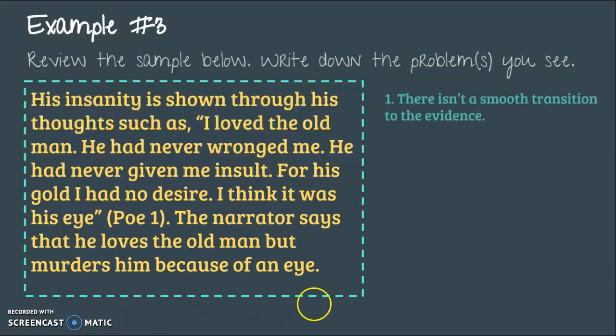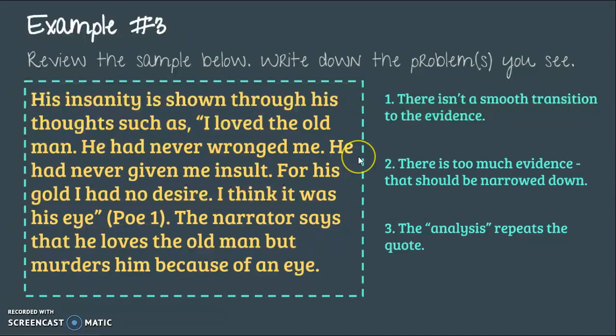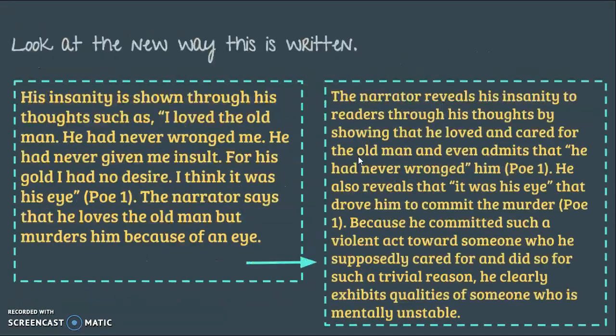So the problems that we see, again, there's not a smooth transition to that evidence. There's too much evidence. Look at the amount of evidence in comparison with the amount of the writer's own words here. And then this analysis, the narrator says he loves the old man but murders him because of an eye, says the exact same thing that the quote says, and that's a problem.